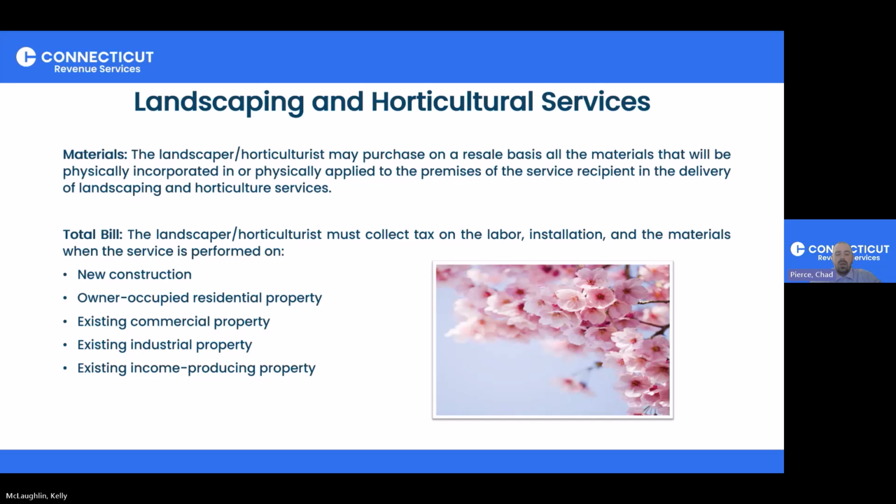One thing to note is that when you go to bill or invoice the customer, you must collect tax on the labor, installation, and the materials when the service is performed on new construction, owner-occupied residential property, existing commercial property, existing industrial property, and existing income-producing property. Since you are not paying tax on the materials when you purchase them, they are going to be included in the total bill when you're collecting tax for those materials.